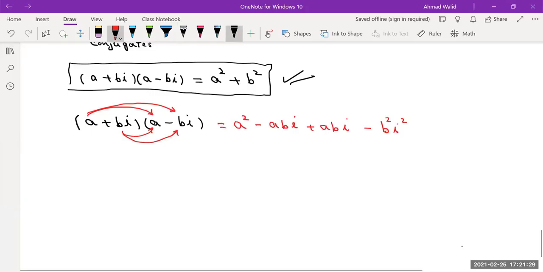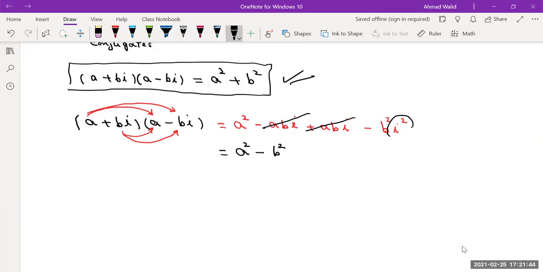Clearly you can see that negative abi and positive abi cancel out. And you end up with a squared minus b squared i squared. Instead of i squared, I can replace it with -1, correct? And if I multiply, it gives me a squared plus b squared, which is the formula. Then my formula is correct.